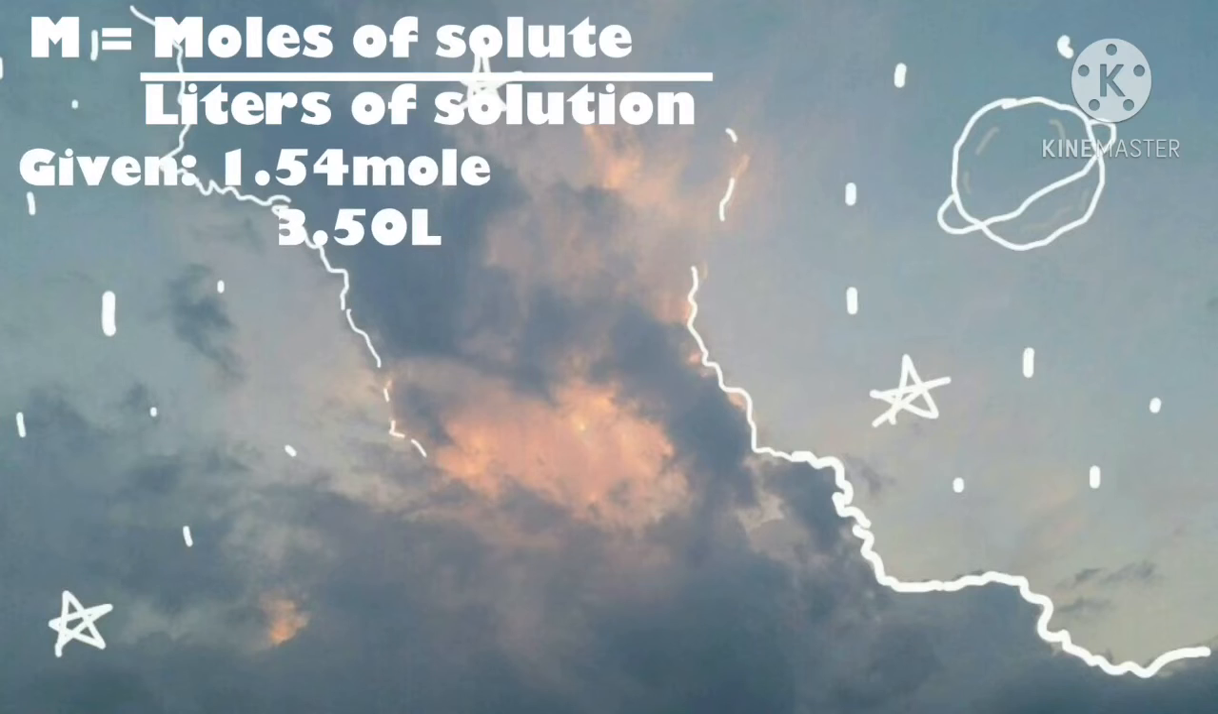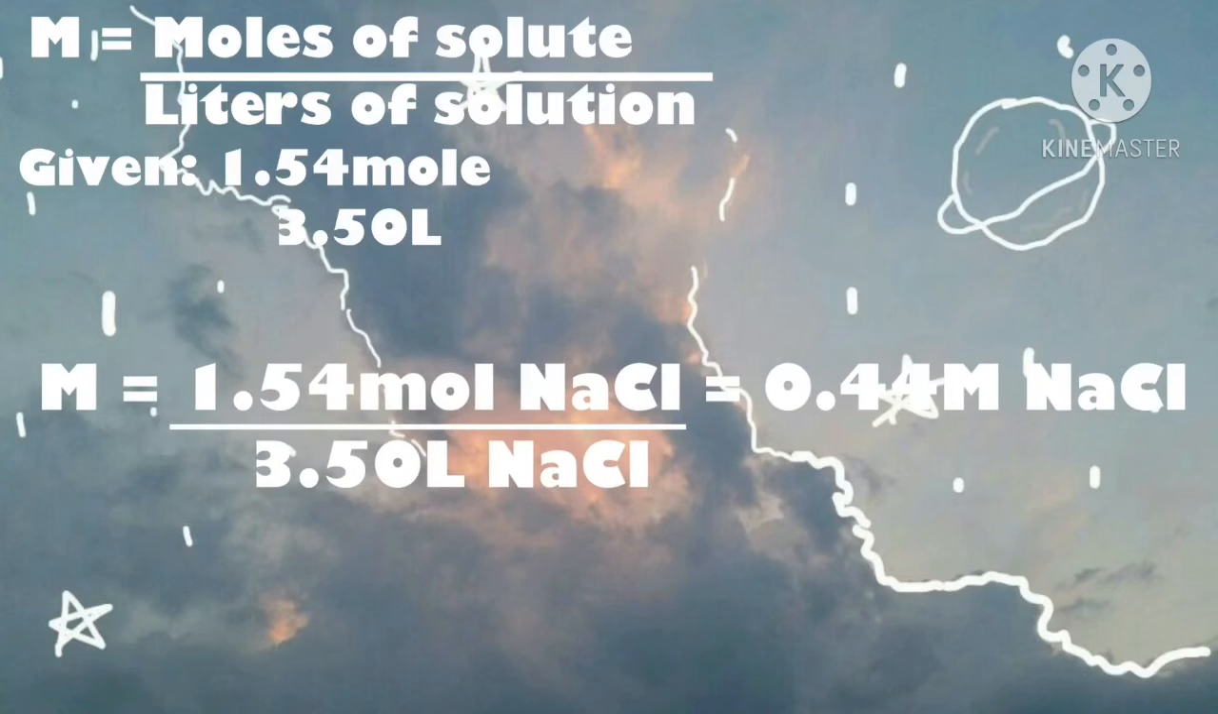Now, let us find the molarity of the problem. Let us substitute the given values of the problem into the formula we will be using. So molarity equals 1.54 moles of sodium chloride over 3.50 liters of solution. So we will be having 0.44 molarity of sodium chloride, and that will be the final answer for this problem.